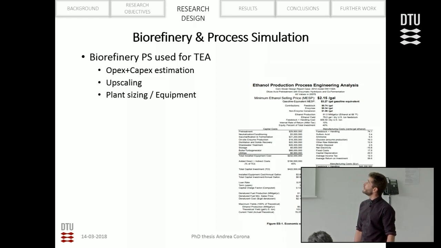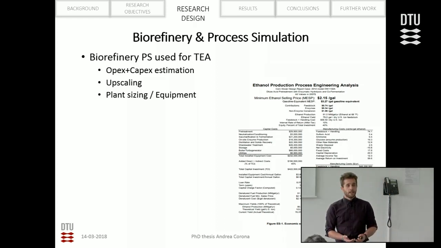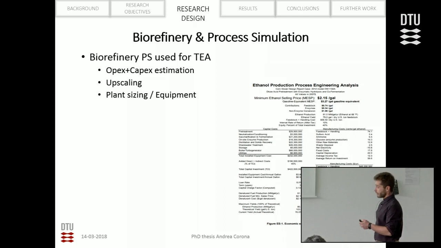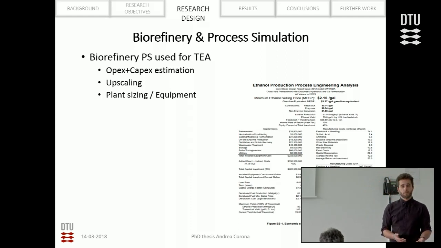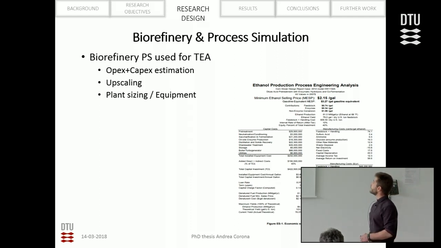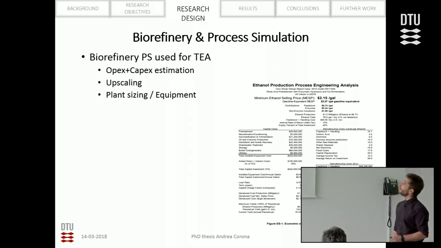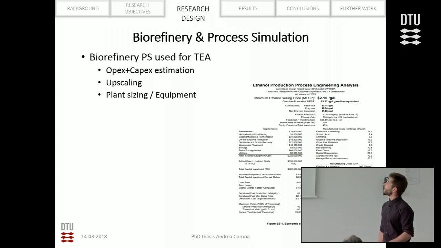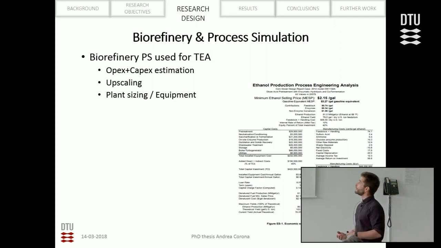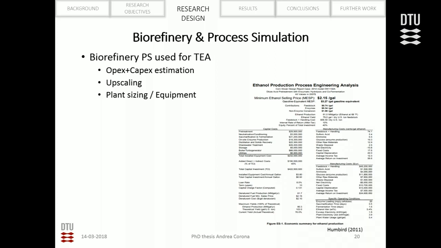So process simulations, in the context of LCA, are mainly used to perform the techno-economical assessment. As you can see on the scheme on the right, we can see the techno-economical assessment of bioethanol production done by Humbert in 2011. Through process simulation, they were capable to estimate the operating and the capital expenses for the biorefinery plant, to perform the upscaling, and also to understand the plant sizing and the equipment needed for the biorefinery.